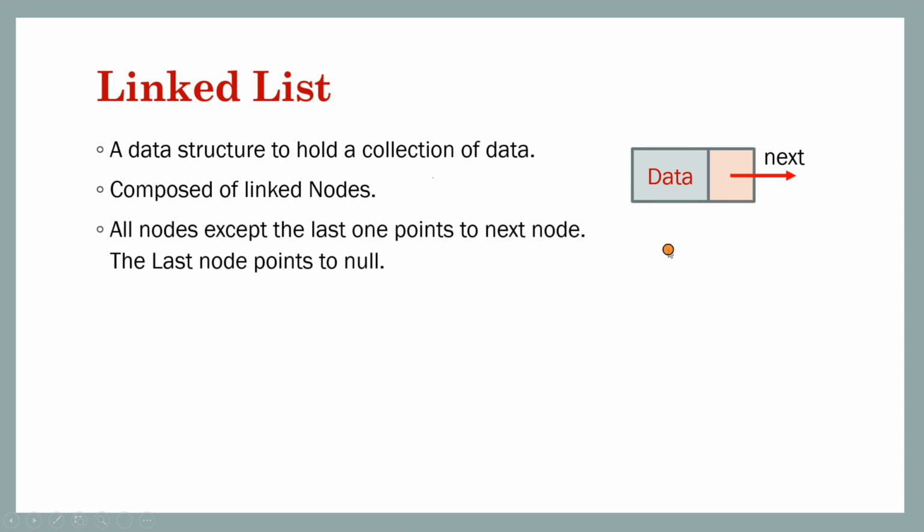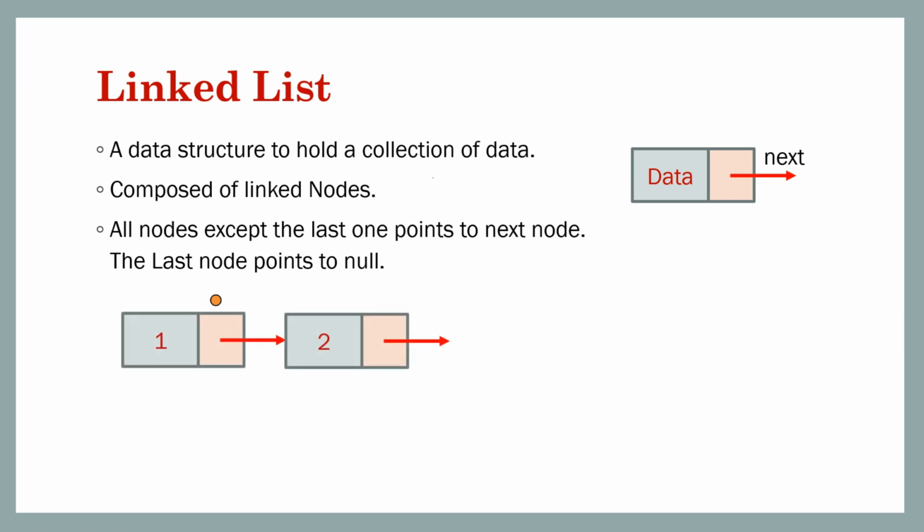Now let's see, all these nodes except the last one point to the next node. The last node points to nothing because that is the last node. There is no next node. So if it has five nodes, then the first will point to the second, second will point to the third, third to the fourth, fourth to the fifth, and fifth is not pointing to anything.